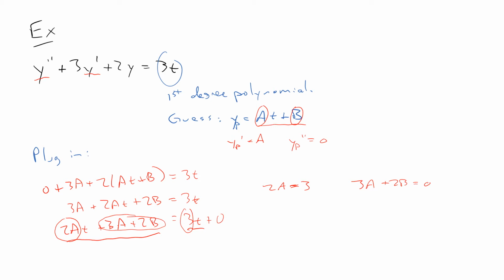So we find out that a must be 3/2. And if a is 3/2, then I can come over here and pretty easily find out what b has to be as well. That's 3 times 3/2 plus 2b equals 0. That's 9/2 plus 2b equals 0. And just a little bit more algebra, subtract 9/2 from both sides and divide both sides by 2. We get b equals -9/4.